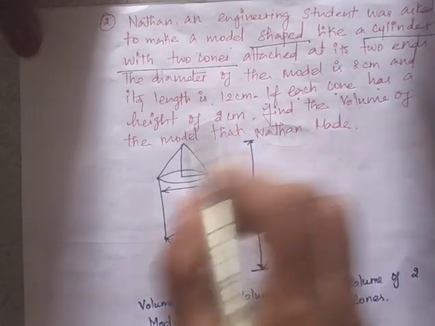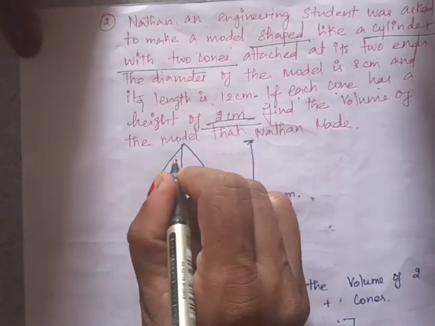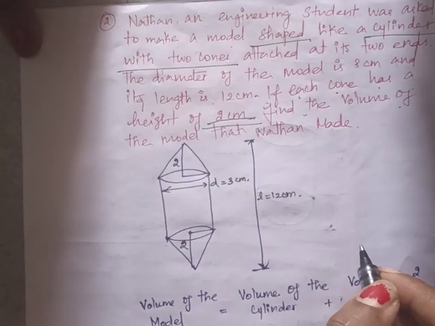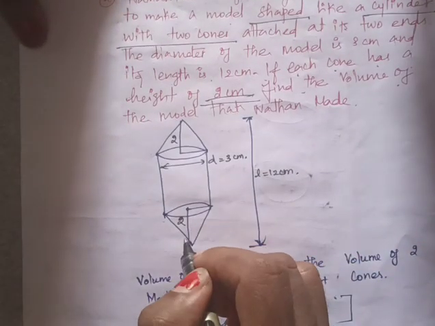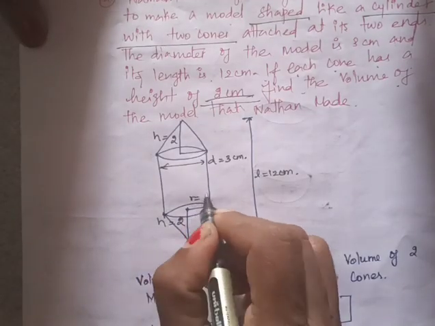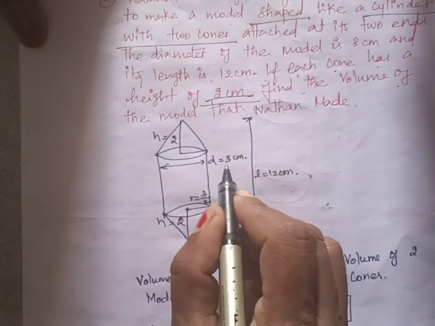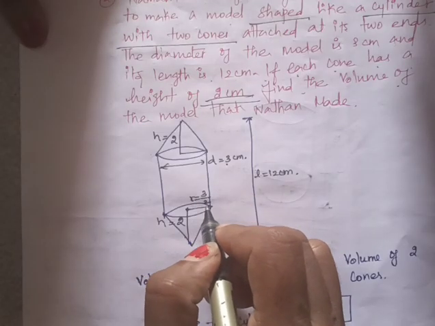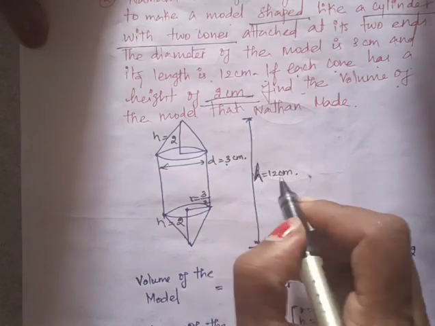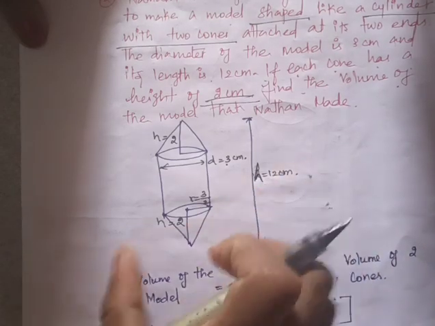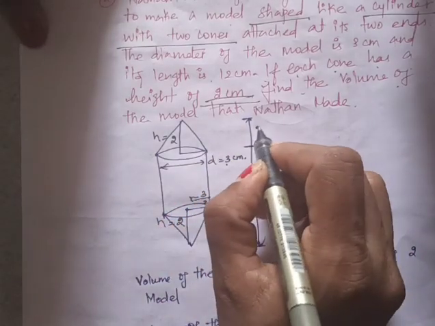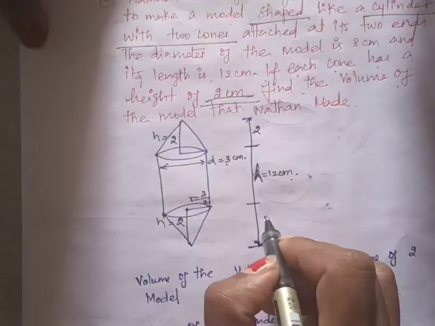If each cone has a height of 2 centimeter, find the volume of the model that Northern made. From this diagram, the height of the cone is 2, radius r is equal to 3 divided by 2 because the diameter is 3. Radius is nothing but half of the diameter. The total length is nothing but the height of the model, 12. Up to this part the height is 2, here the height is 2.